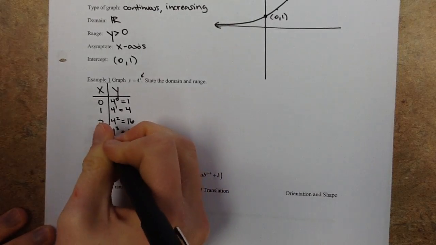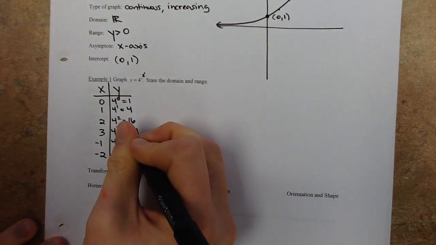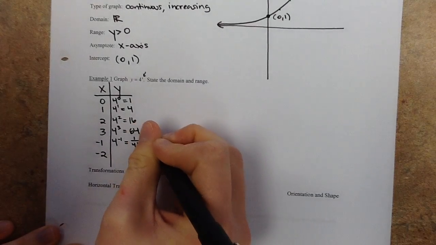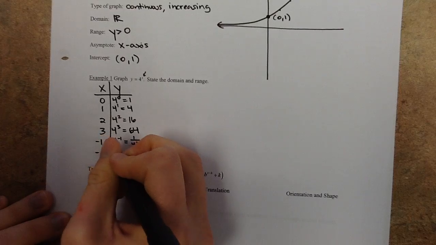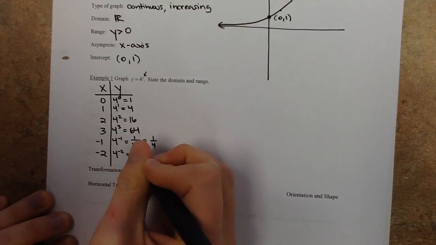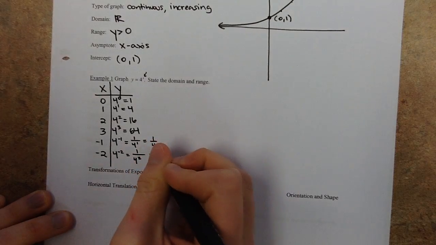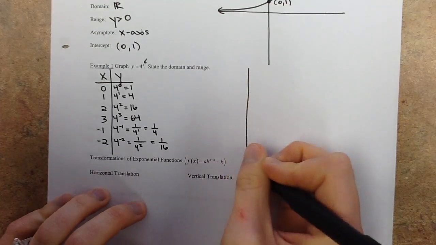Now let's go backwards. 4 to the negative first. Hopefully you guys remember what negative exponents do. Remember, negative exponents flip to the denominator. So this becomes 1 over 4 to the positive first, and that is just 1 over 4. Here, 4 to the negative second, we again would flip, and we'd have 1 over 4 to the positive second, which is 1 over 16. Okay, so let's graph some of these values.